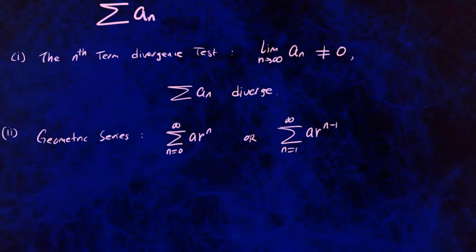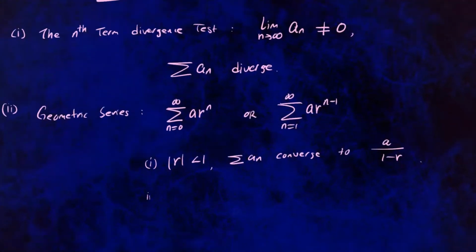Now, both of these will converge for the following cases of r. If r in absolute value is less than 1, then your series is going to converge, and it's going to converge to this value, a over 1 minus r. However, if r in absolute value is greater than or equal to 1, then you know that series will diverge. So these are the two conditions we know for a geometric series.